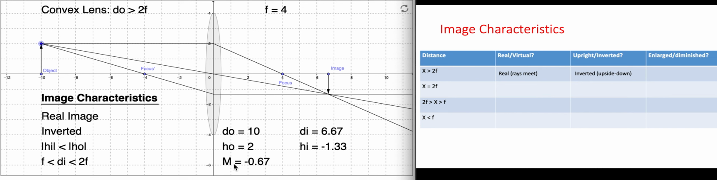And it's also diminished. And again, we can check that here. If we look at the heights of these things, my object has a height of 2. The image, hi, has a height of minus 1.33. Again, no worries about the minus sign here. This is just really showing that it's going down. And so therefore, we have a smaller image than the object.